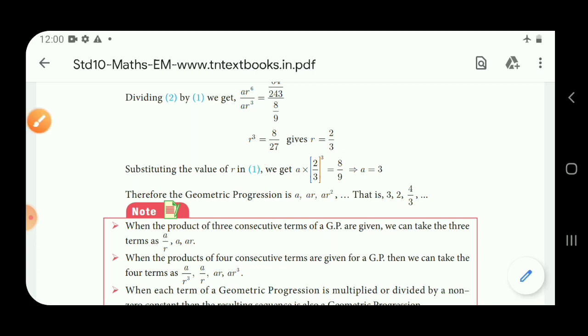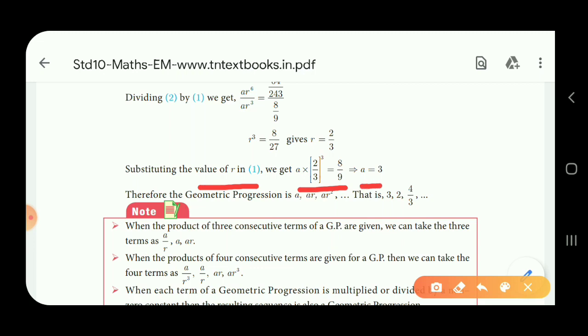This 8 we can take as 2 cube and 27 as 3 cube, so r equals 2 by 3. Then substituting the value of r in 1, we get the first equation a into r, that is 2 by 3, whole cube, so 2 cube by 3 cube, 8 by 27, and it equals 8 by 9, so you can cancel this value, and you get the value of a equal to 3.